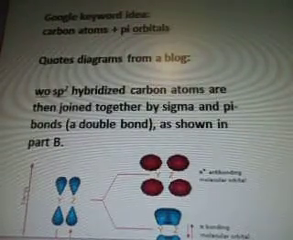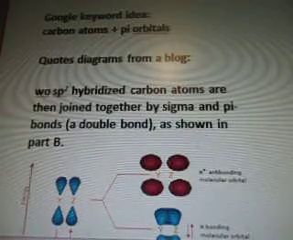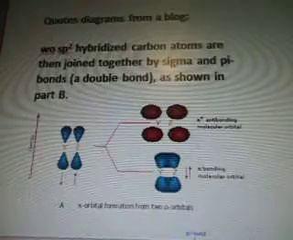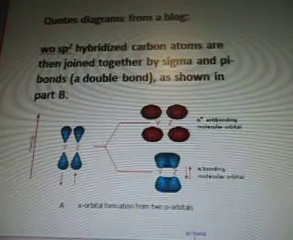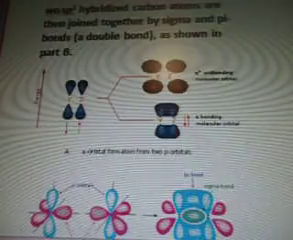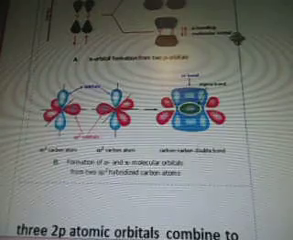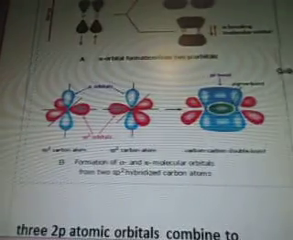So quotes and diagrams from a blog. sp2 hybridized carbon atoms are then joined together by sigma and pi bonds, a double bond as shown in part B. We can't really read this, can we? It's like a little teeny weeny print. That's a little better. Okay, so this shows energy here.